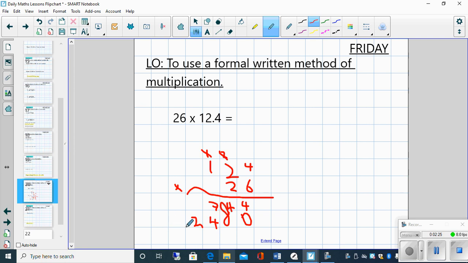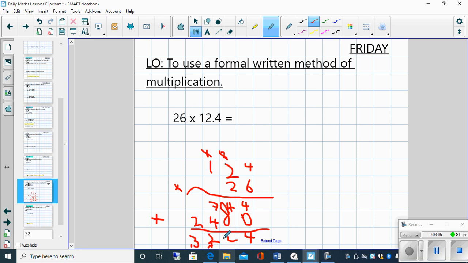So we've now done the multiplication side of it. We now need to add those together. So 4 plus 0 is 4. 8 plus 4 is 12. So we put the 2 here and we exchange the 1 here. 7 plus 4 is 11, plus the 1 is 12. So we put the 2 here and exchange the 1 here. 2 plus nothing is 2, plus the 1 is 3.